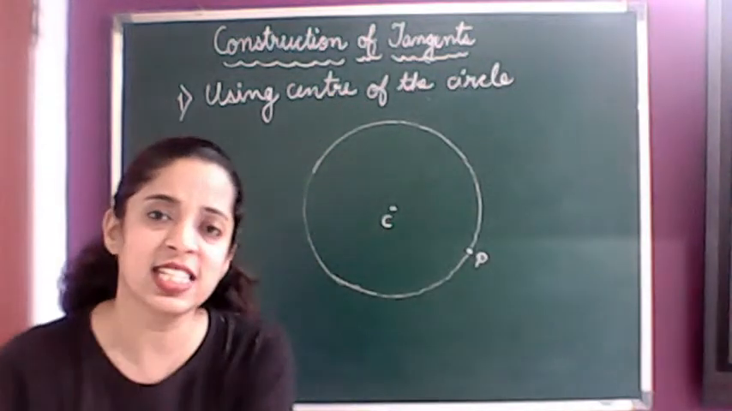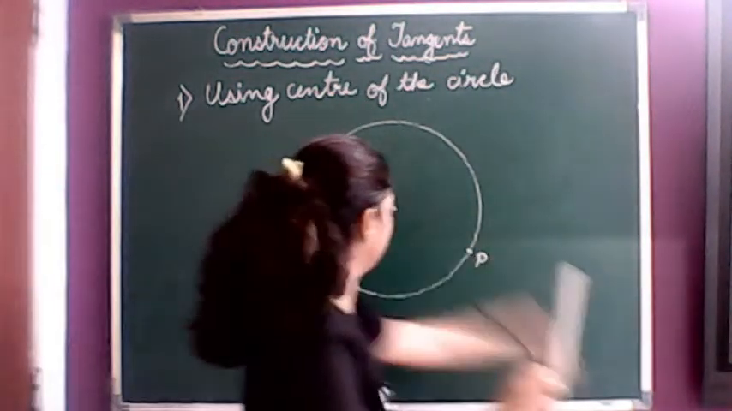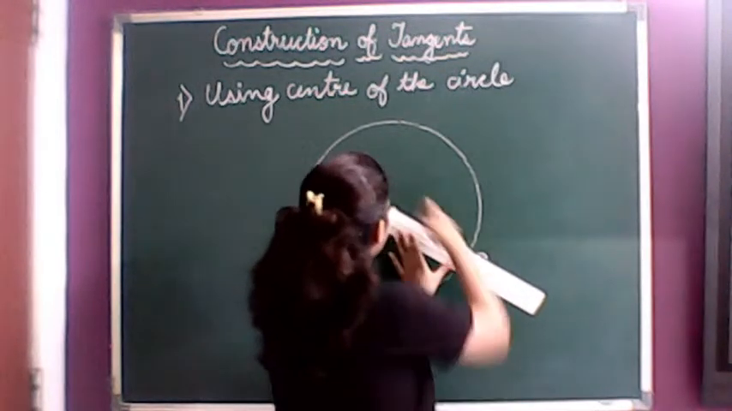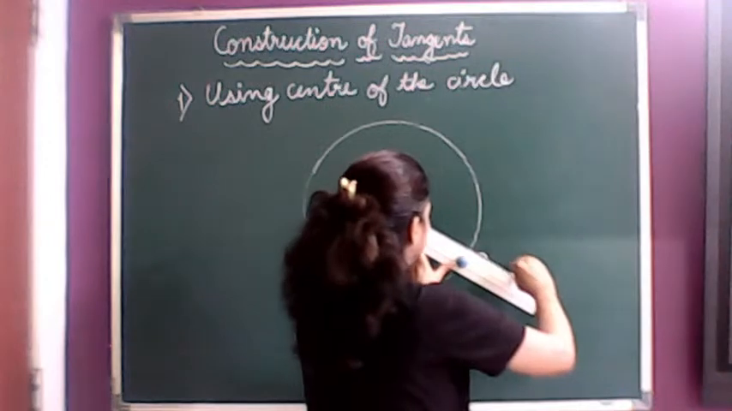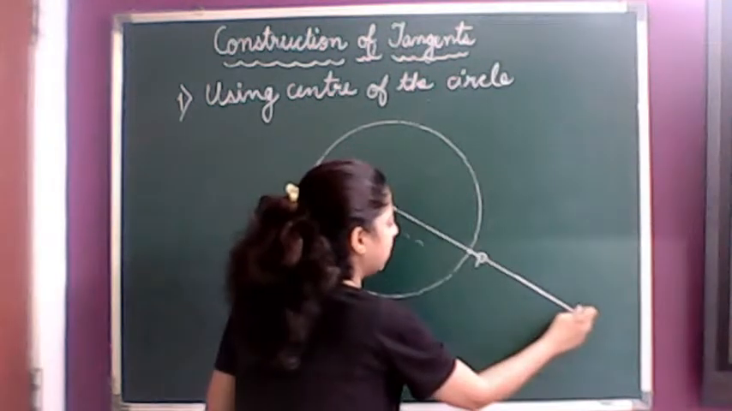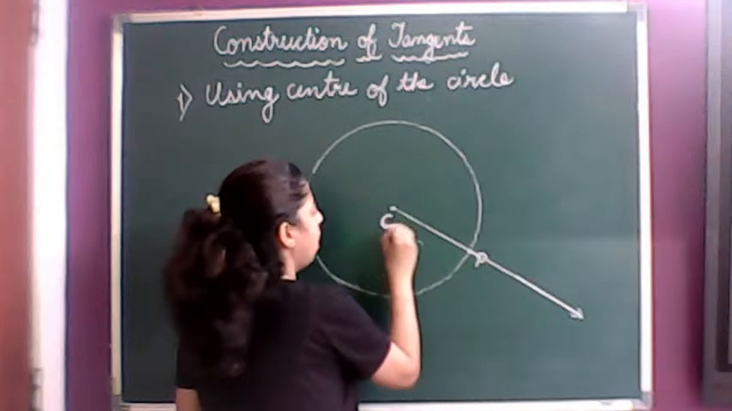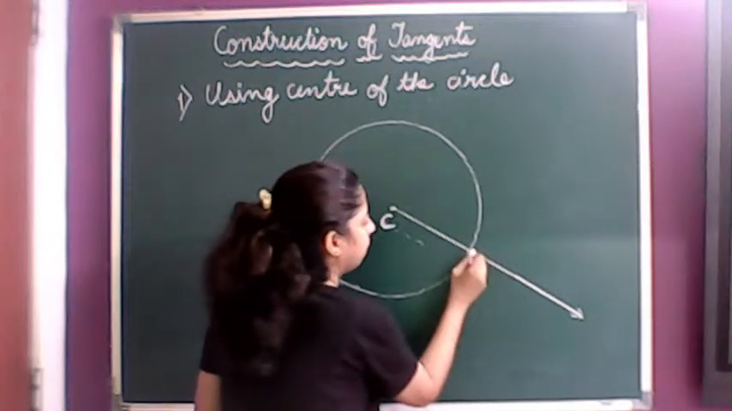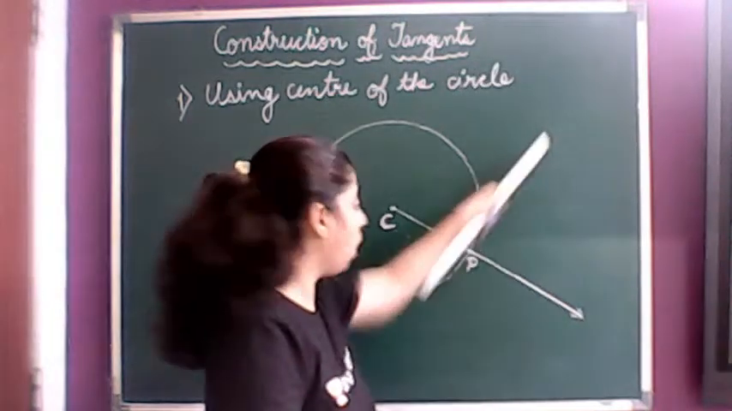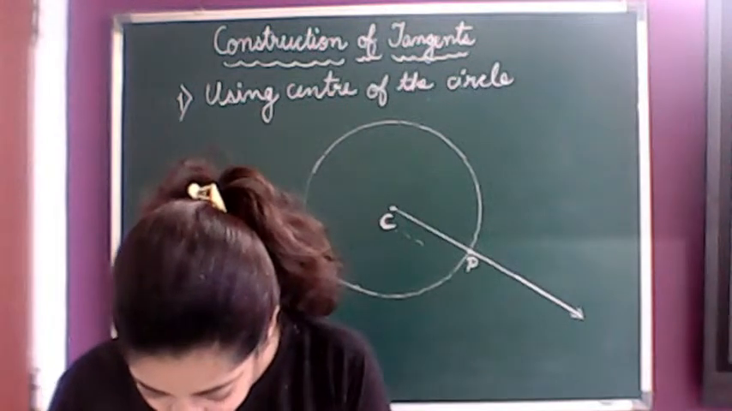Then simply make a ray. I will join CP and make a ray. I will extend it like this. This is how I make it. This is point P, where I wish to draw a tangent. Is this clear to you guys?